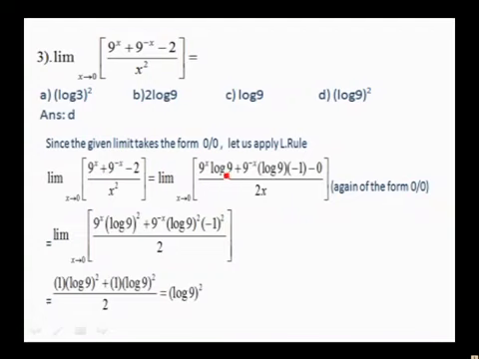You differentiate 9 to the power of x log 9. You get 9 to the power of x log 9 into log 9, that is 9 to the power of x log 9 whole square. And 9 to the power of minus x log 9 whole square into differential of minus x is minus 1. So one more minus 1 you have to write, that is minus 1 whole square. So now, if you allow x to tend to 0, then you get 1 into log 9 whole square plus 1 into log 9 whole square by 2. So you get a finite value, it is log 9 whole square. So the option is D, log 9 whole square.